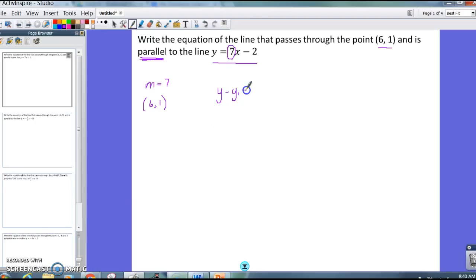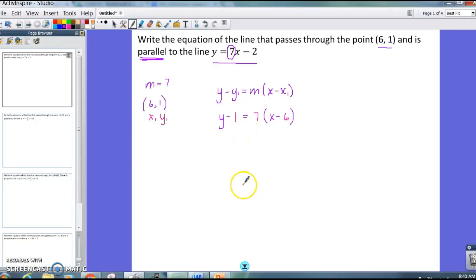Remember the formula for writing an equation of a line when you have a point and the slope is y - y1 = m(x - x1). Here is your x1 and y1, so I'm just going to substitute those values in. So I have y minus y1, which is 1, equal to my m value, which is 7, times x minus my x1 value, which is 6. That is the equation of my line in point-slope form.